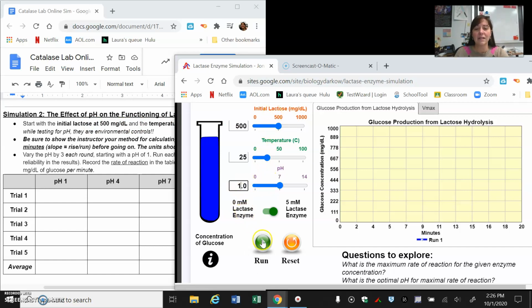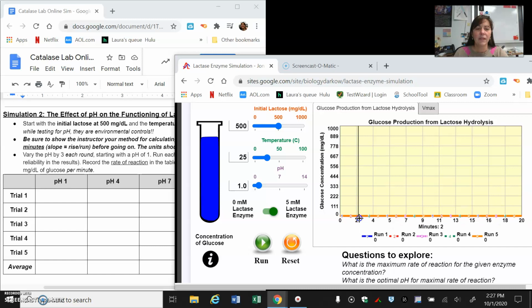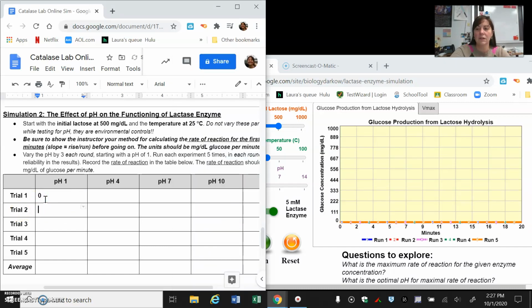And I'm going to do exactly the same thing. You're going to run it. 1, 2, 3, 4, and 5. Okay, and you can see again when I go to minute 3, there it is, it's zeros all the way around. So I'm going to have 0, 0, 0, 0, 0, and the average would be 0.